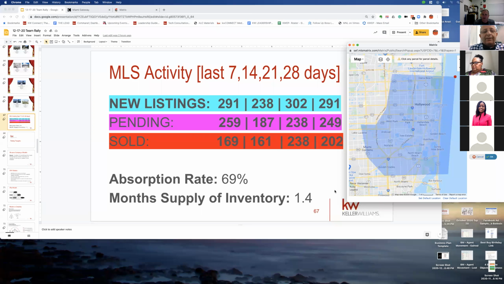So what is sold divided by what's active gives you an absorption rate. When you take what's active and divide it by what is sold, it tells you how many months it takes to turn over the inventory, which is month's supply of inventory. So as you guys can, yes.